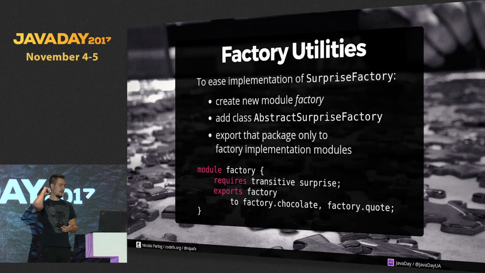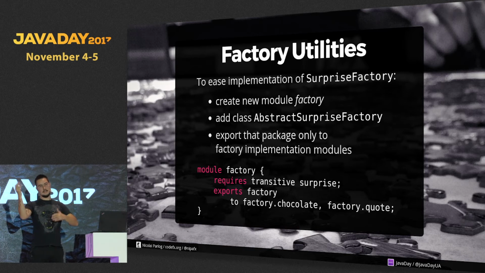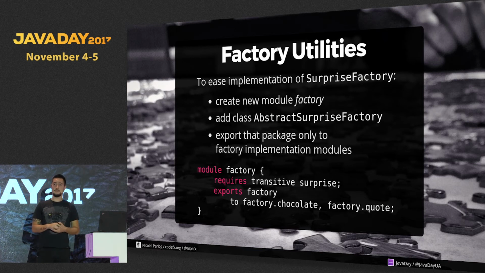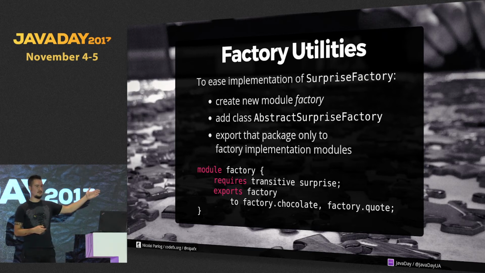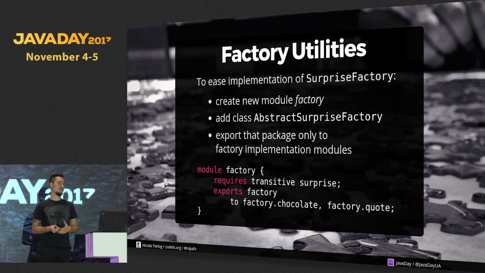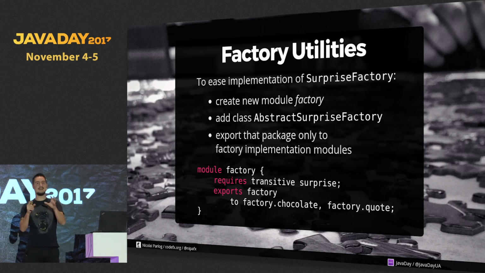So let's say you want to create something that makes it easier to implement surprise factories. We realize there's like 8 methods in there, and 6 of them always look the same, and they don't work with default methods, because that would be the better solution. So we maybe need an abstract class, like abstract surprise factory, that we want to use internally across the different factory modules, but we don't want to maintain that one in the long run, because it might change.